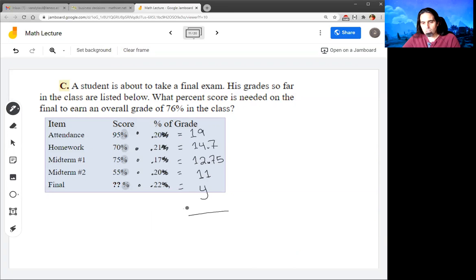And when I add all of these together, I want all of them to be 76, because that's what the student is aiming for in the class as a minimum. Ah, well now I can see what to do. These numbers, if I add them together, 11 plus 19 plus 14.7 plus 12.75 gives me 57.45.